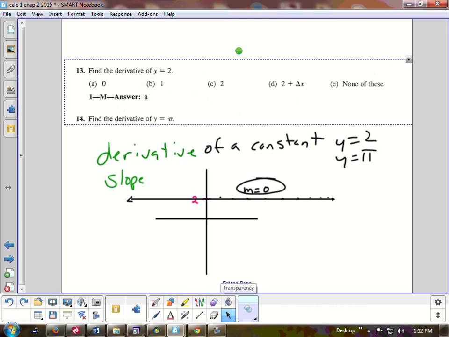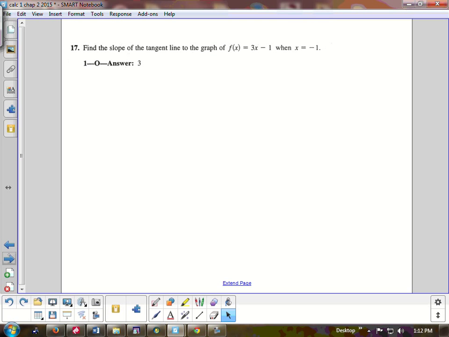Moving on to the next set, which says, find the slope of the tangent line of the graph of f of x equals 3x minus 1.